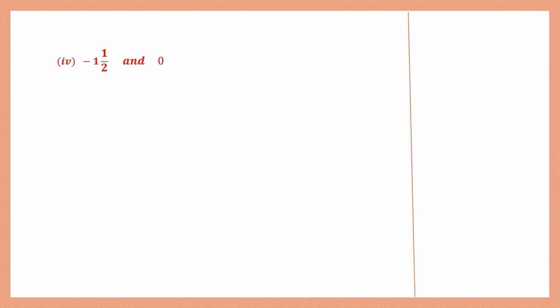Question 4. We have minus 1 by 2 and 0. Now minus 1 by 2 is a negative number. 0 is in the middle. It's neither positive nor negative. But this will come on the left hand side of 0 because it's a negative number. And negative numbers are all smaller than 0. So let's write that down. Minus 1 by 2 is smaller than 0.